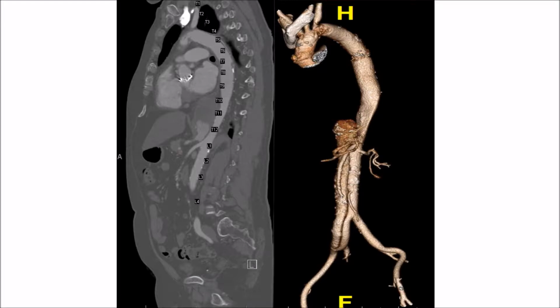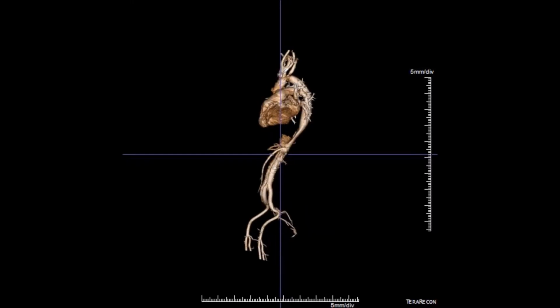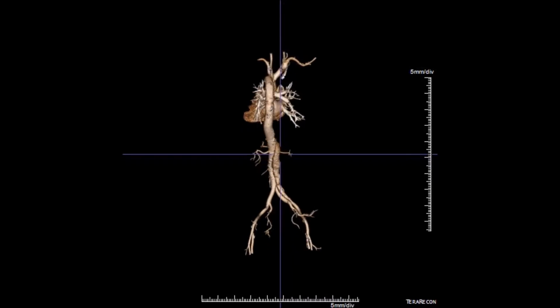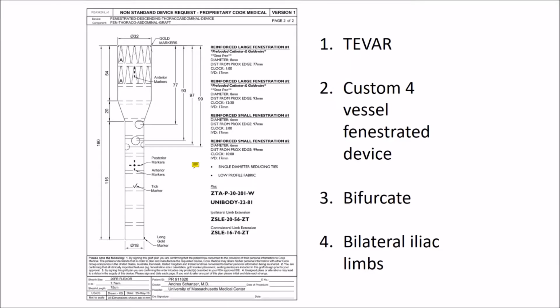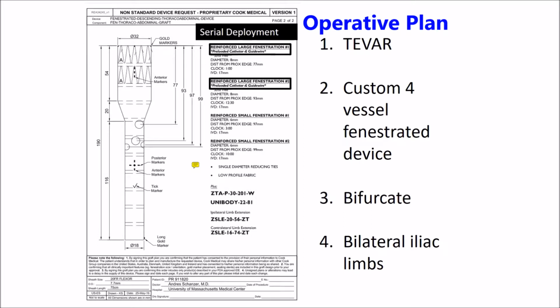From the axial images, 3D reconstruction software was utilized. This allows for accurate centerline measurement and precise planning for a custom fenestrated device. A 4-vessel fenestrated custom device was ordered. The operative plan consisted of deploying a TEVAR, followed by placement of the custom 4-vessel fenestrated device with serial deployment.